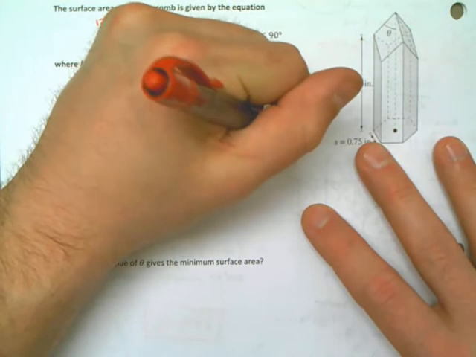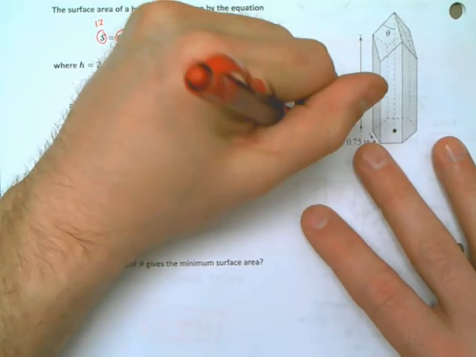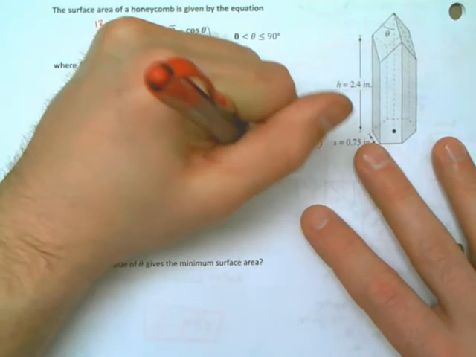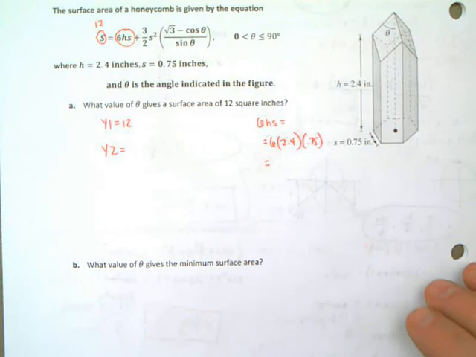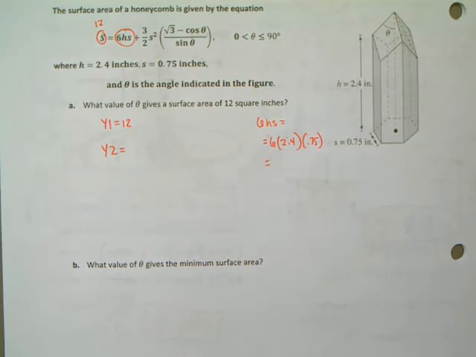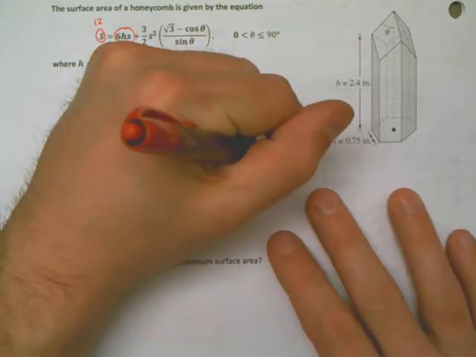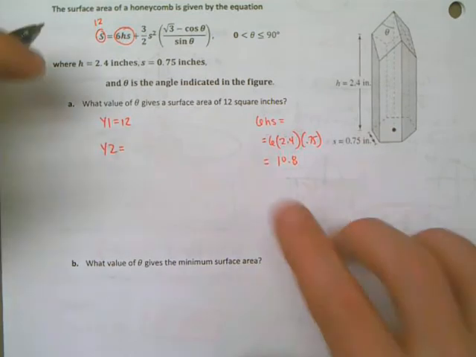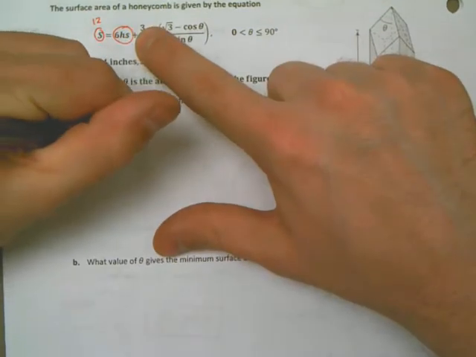So off to the side, I'm doing 6 times h times s, which is 6 times, h is 2.4, and s is 0.75. And this is just for simplicity for me because I don't want to go through and type this in over and over again. It turns out that 6 times 2.4 times 0.75 is 10.8.